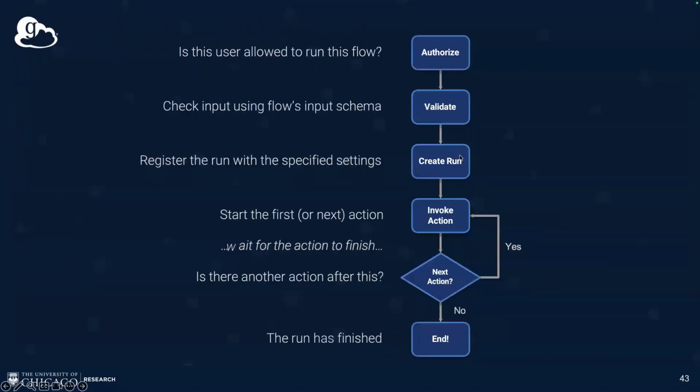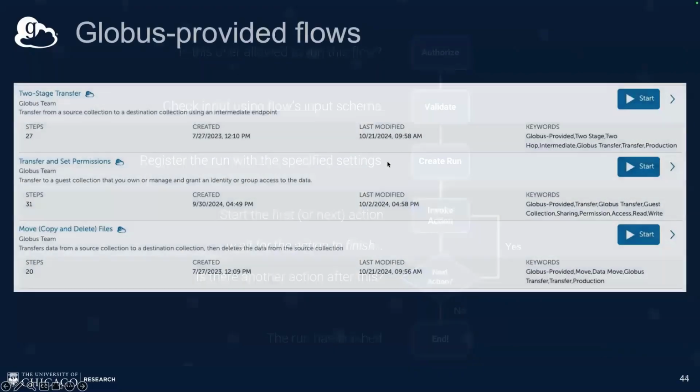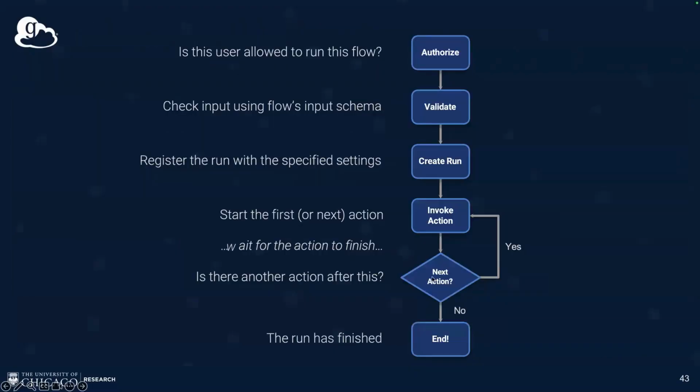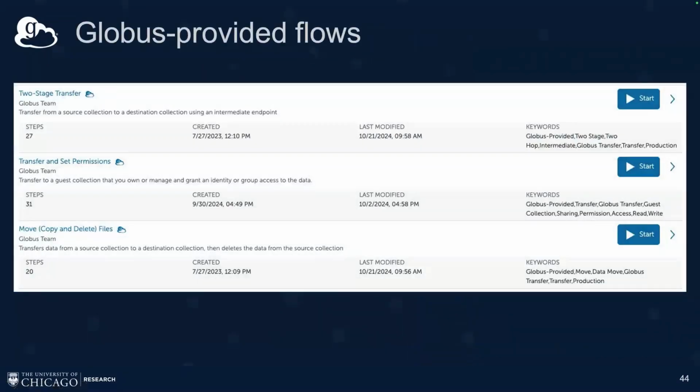Then it creates a run, and it just starts chugging through all the steps of the run. It keeps on asking itself, is there another action to do? If there is, then you go and do it. And if there isn't, then you're at the end and it puts it into the finished state. That's basically, in a nutshell, what running a flow looks like.